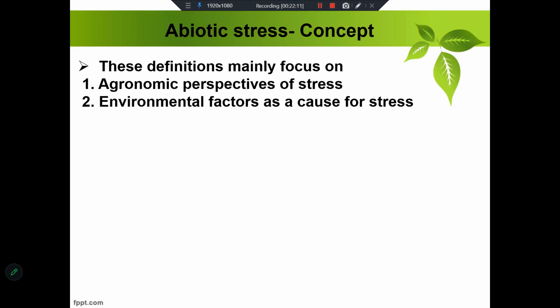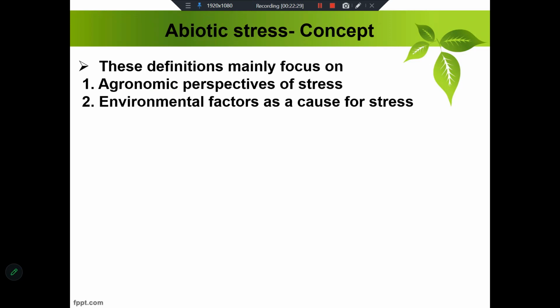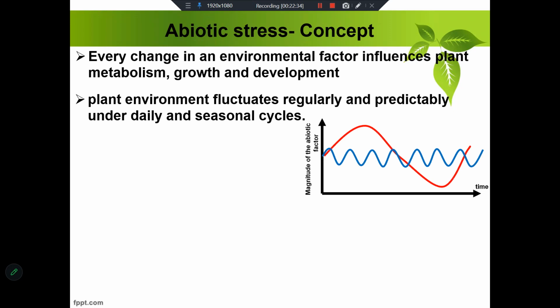And also the agronomic perspectives of the trees. They talk about the optimum growth, development and productivity, and also the advantages and disadvantages influence. So they are like agronomic perspectives. We don't know whether they are advantages or disadvantages for plants.